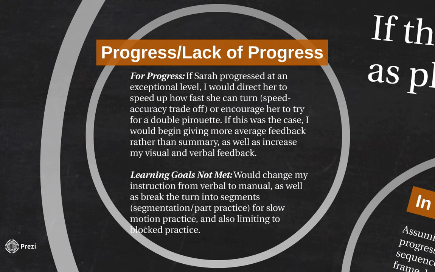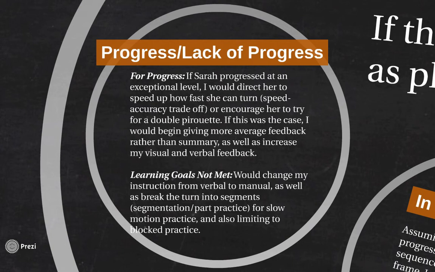So that would be verbal feedback. I don't know if you can hear that little sound that I just made, but that would be the rhythm of the turn that she would be making. Visually, I'm also turning my pen in my hand, which you can't see, but those would be the kind of things that I would be apt to do, turning my pen in my hand at that speed and also making that noise. So learning goals not met, I would change my instruction level from verbal to manual.